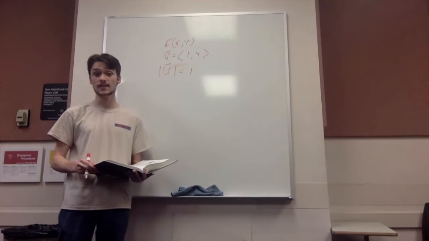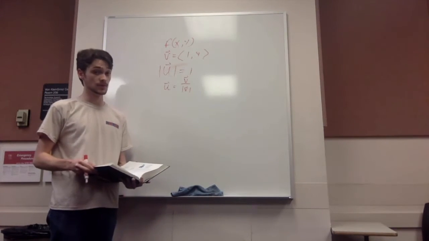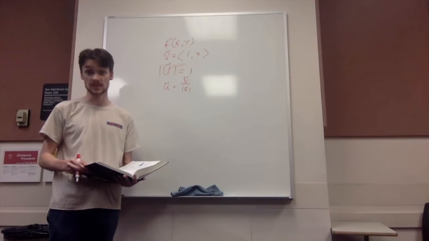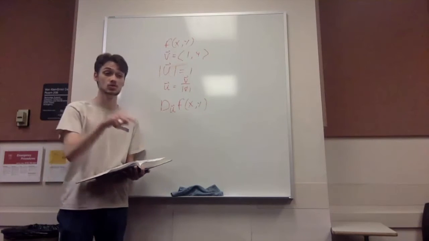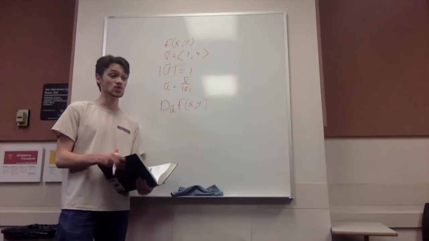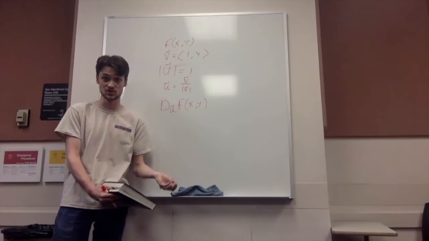Let us say that the magnitude of some unit vector u is 1, and that this unit vector is acting in the same direction as v. What we want to find is the directional derivative with respect to u. This, my friends, is going to give us the derivative with a path along the vector, which is pretty cool.